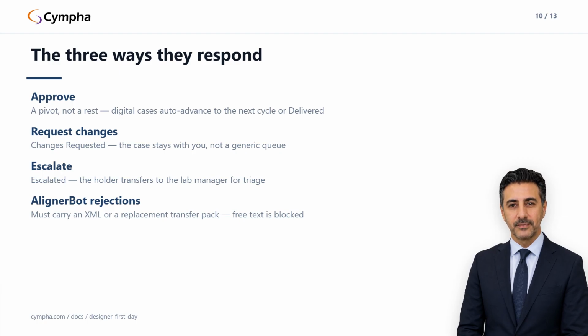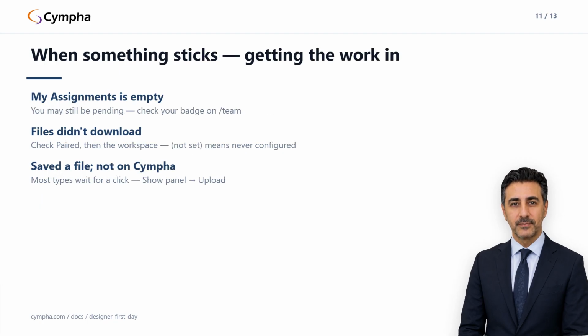The first day snags, in rough order of likelihood, starting with the 3 that stop work reaching you. 1. My Assignments is empty, even though your lab manager says they assigned you a case. Confirm your role has actually been approved. That page only surfaces approved designer assignments, so check the badge next to your name on the team page. If you're still pending, nudge the manager.